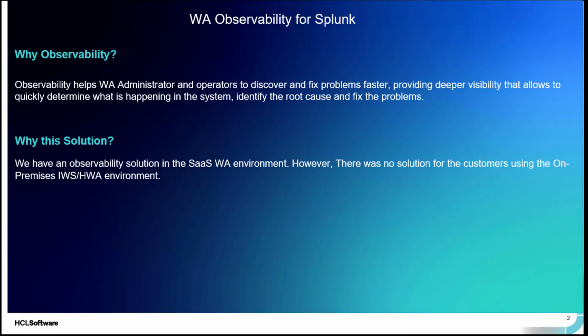So why observability? Observability is going to help the workload automation administrators and the operators to discover the problems and to fix those problems much faster. It is not just limited to the workload automation administrators or operators. It can also help the application owners to track their workload health using these metrics, whatever we develop on the observability, and it provides deeper visibility, which allows users to quickly determine the problems as to what has happened in the environment, and to identify the root cause and fix the problems.